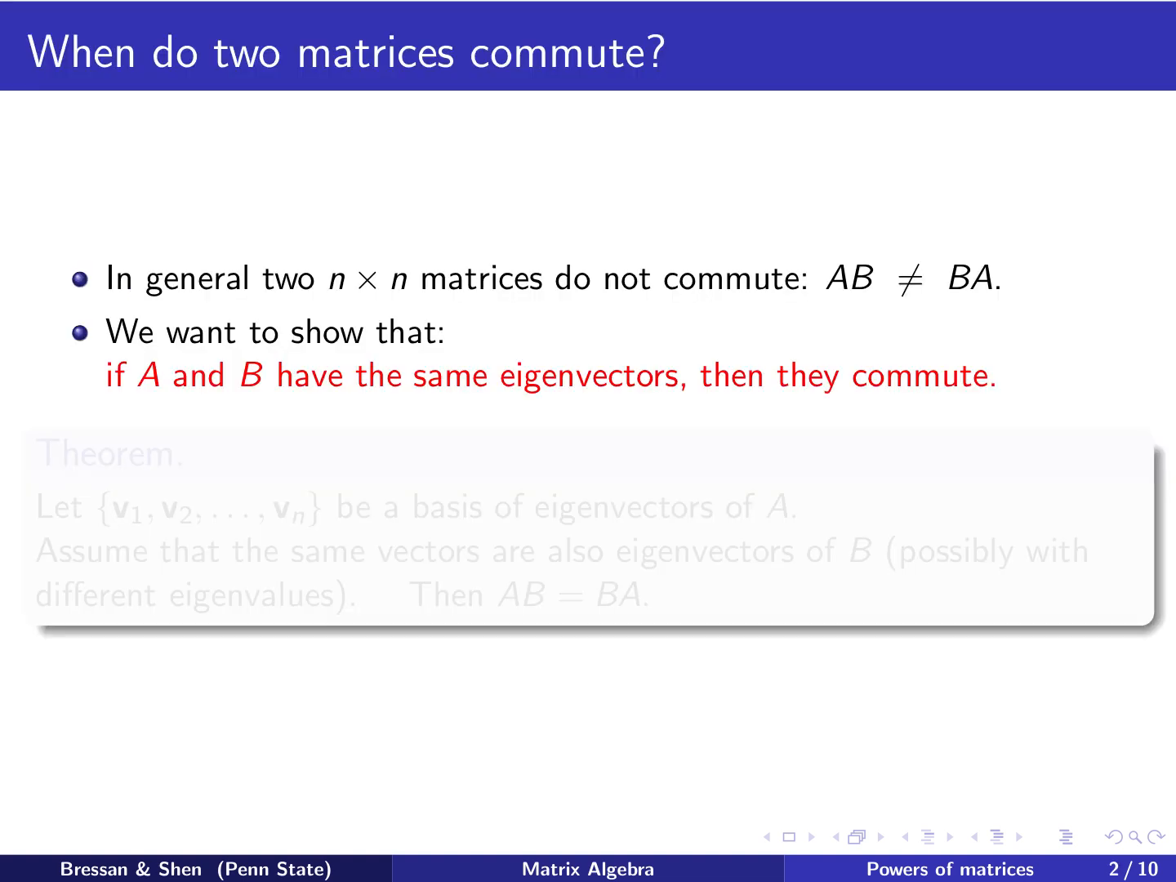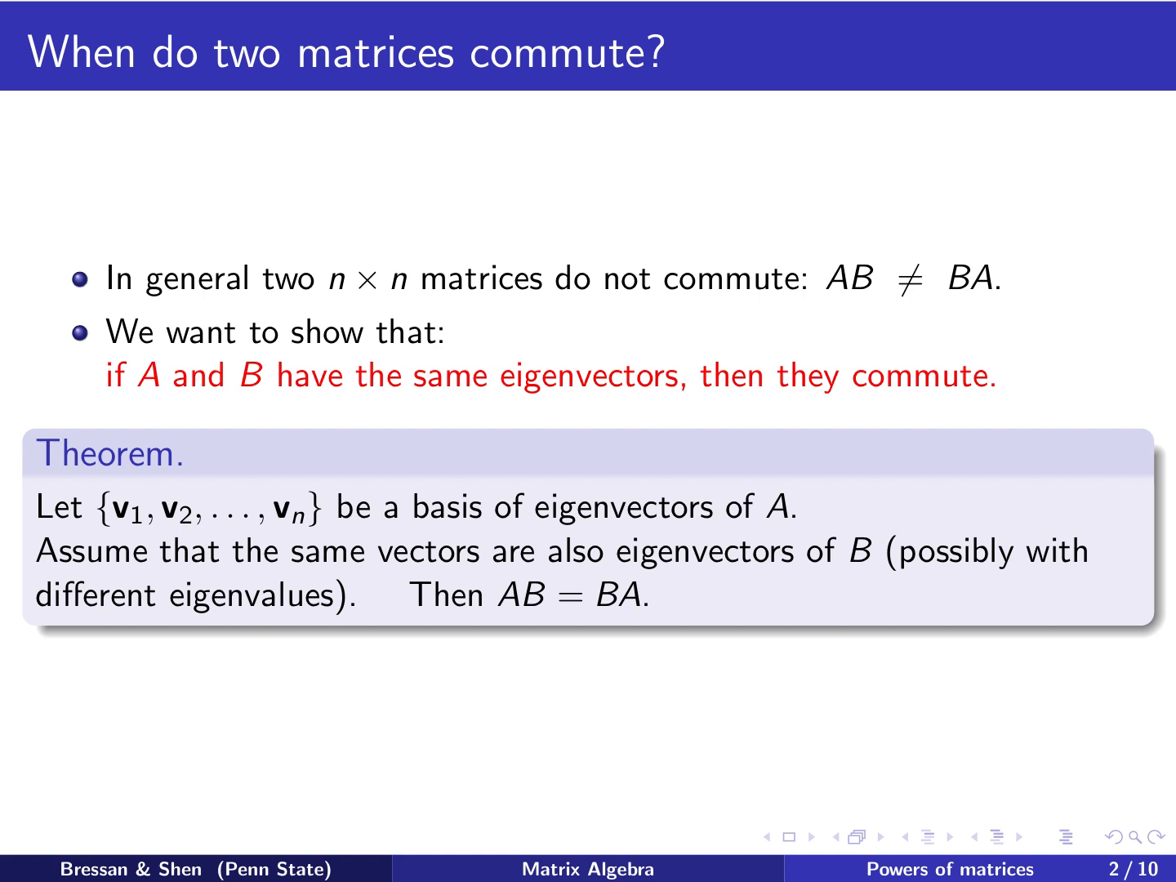We begin with a discussion on commuting matrices. We're interested in the question, when do two matrices commute? We know that in general, if you have two matrices, even if they are the same size, square matrices n by n, they do not commute. So this means A times B in general does not equal B times A. So we want to show that there is a special case, that is, if A and B have the same eigenvectors, then they commute.